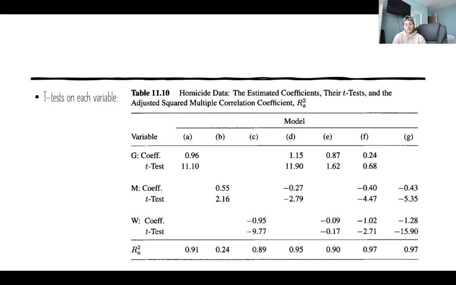If we did backwards elimination based off of this table, the first variable to leave is G, and then both M and W have significant t-tests, and the procedure terminates.